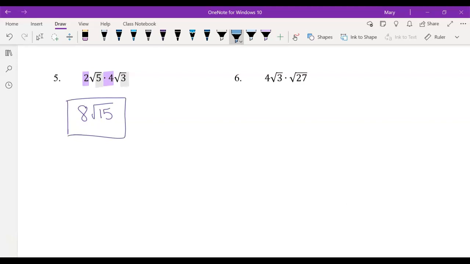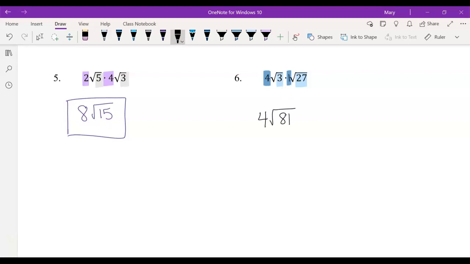For number 6, we're going to do the same thing. So think about multiplying the outside parts. We have the 4. We have nothing in front of the other one, so you can imagine a 1 there. 4 times 1 is 4. Then we're going to multiply the radicands, the 3 times the 27. 3 times 27 gives us 81 inside our radical.